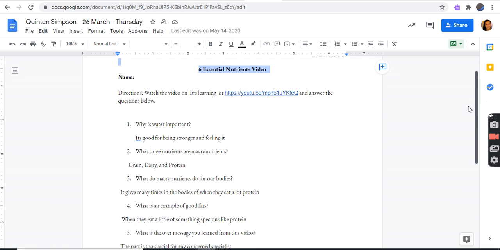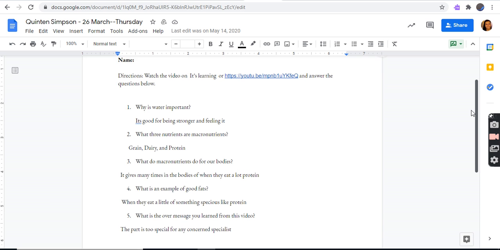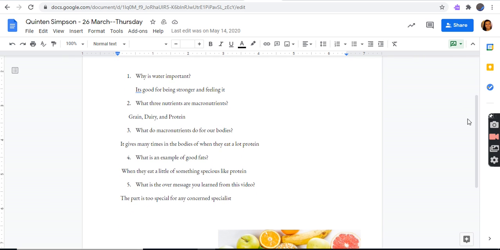Why is water important? It's good for being stronger and filling it. What three nutrients are macronutrients? Grain, dairy, and protein. What do macronutrients do for our bodies? It gives many times in the bodies of when they eat a lot of protein. What is an example of good fats? When they eat a little of something suspicious like protein.